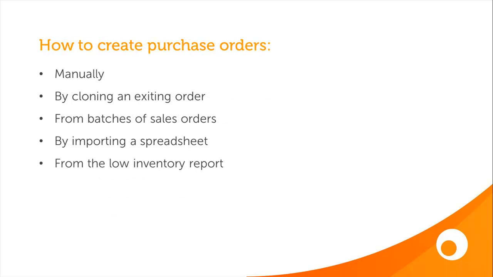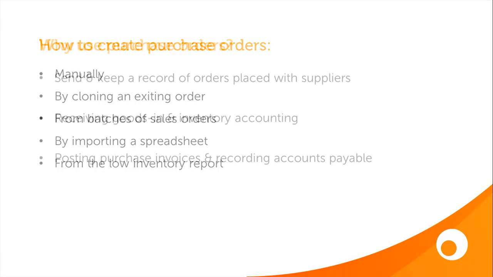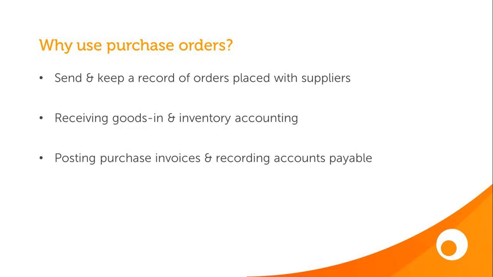Purchase orders can be created manually, by cloning an existing order, from batches of sales orders, by importing a spreadsheet, or from the low inventory report. In this video, you'll be learning how to enter them manually. Purchase orders in Brightpearl allow you to send and keep a record of the orders you've placed with your suppliers. Purchase orders are also required for receiving goods in so that you can update your inventory levels. And once you're invoiced, that is also received directly against the purchase order.